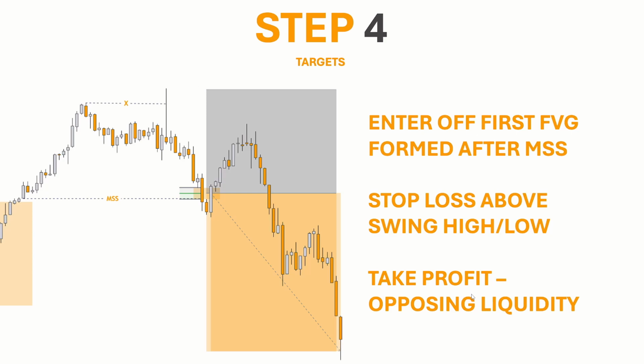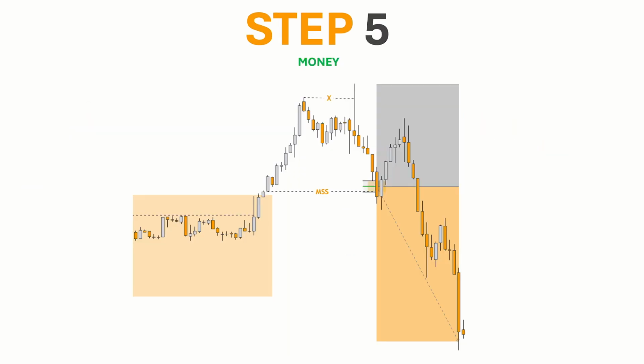As for take profit, you want to target opposing liquidity. This can be equal highs, equal lows, relative highs, trendline liquidity. You could even place your take profit at opposing order blocks, opposing fair value gaps. So this takes us on to step 5, which is just wait for the trade to play out and get your profits. It's that simple.